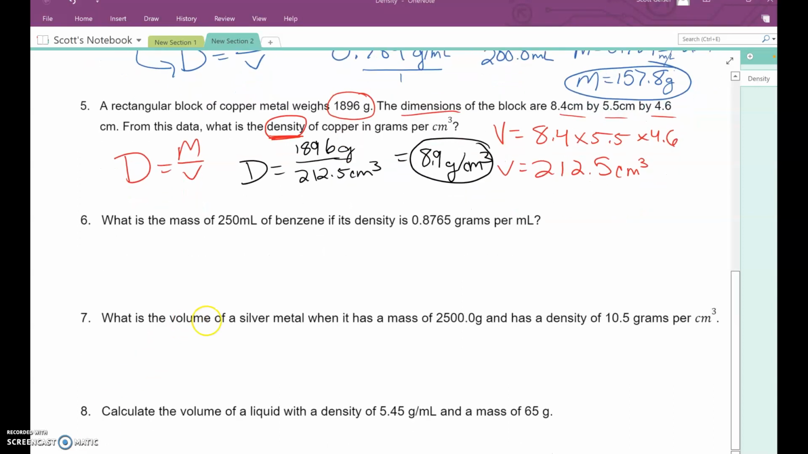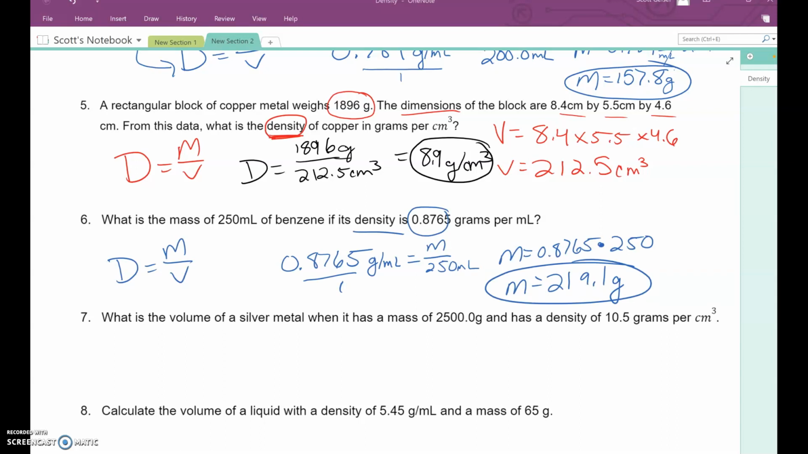What I'm going to have you do is try the next 3 and put in your answers. I'll do one at a time, but go ahead and try number 6. When you plug this in, you are solving for the mass. So you should have m in the numerator. When you cross multiply, since mass is in the numerator, you multiply those two numbers together, you should get 219.1 grams. Go ahead and try number 7. Keep in mind it is asking for volume, so it might be a little different.